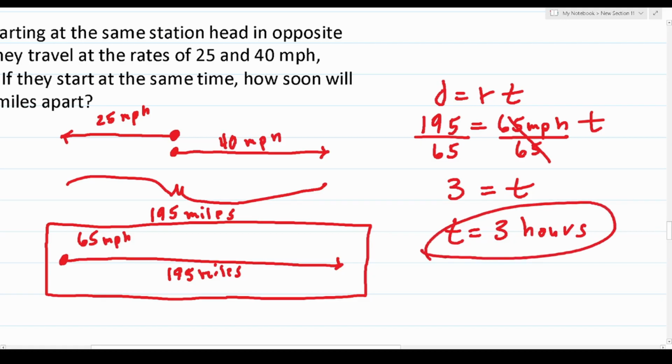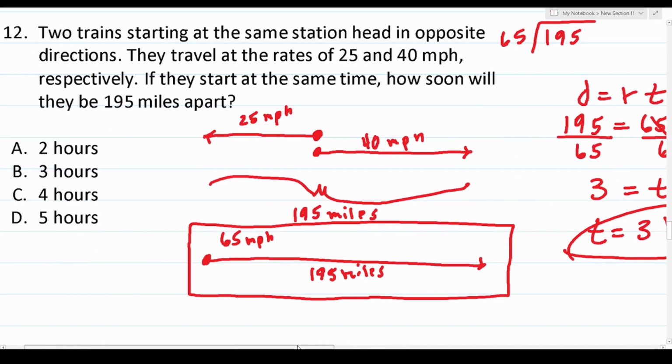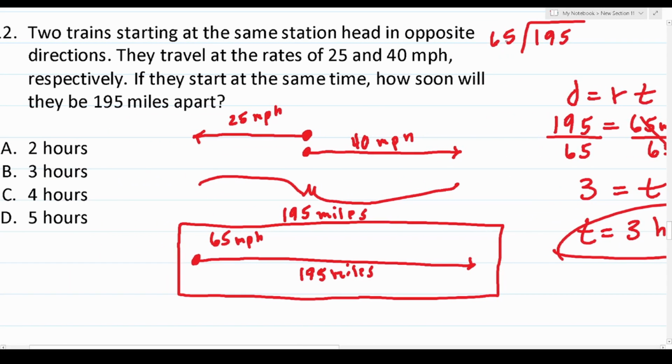Okay? Again, you could have worked this off to the side like this, 195 divided by 65, and then you could have used your answer choices to say what times 65 will give me 195, but this one's pretty easy to do mentally. Again, 60 times 3 is 180, 5 times 3 is 15, 180 plus 15 is 195. Okay, so this one is B, 3 hours.